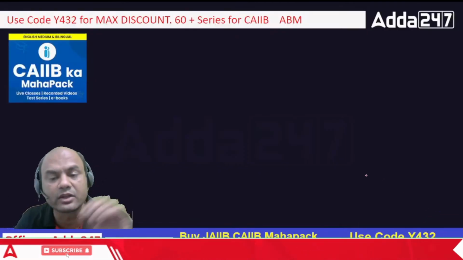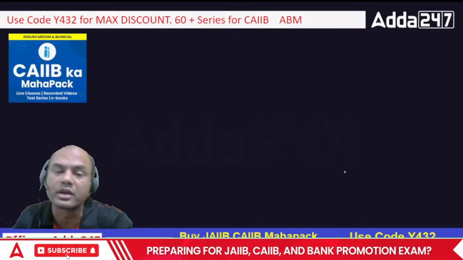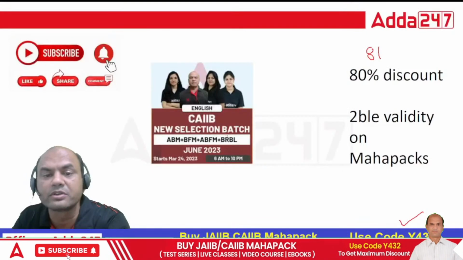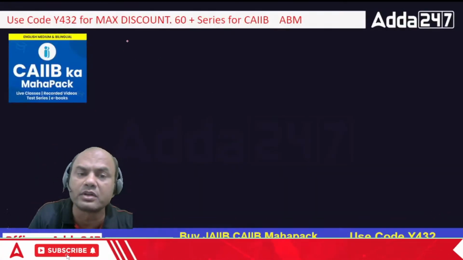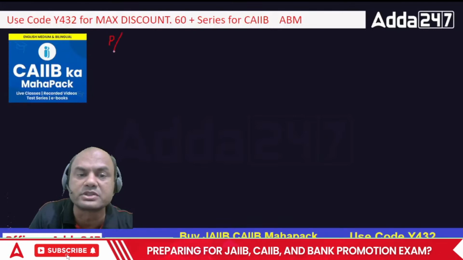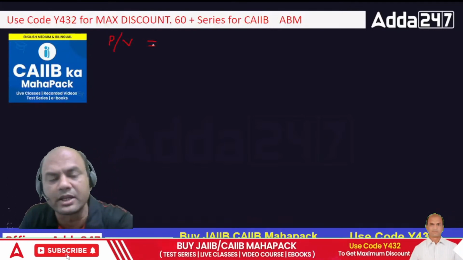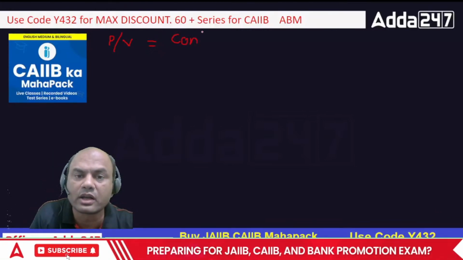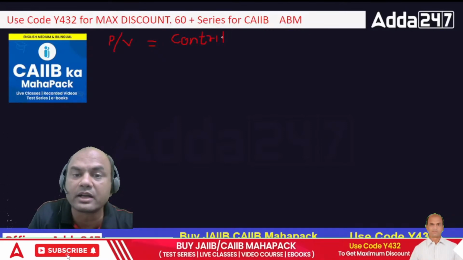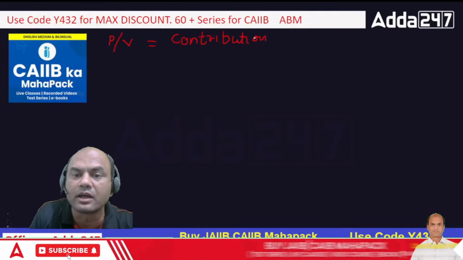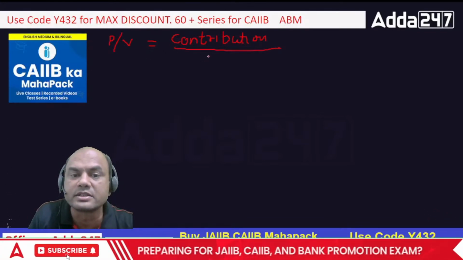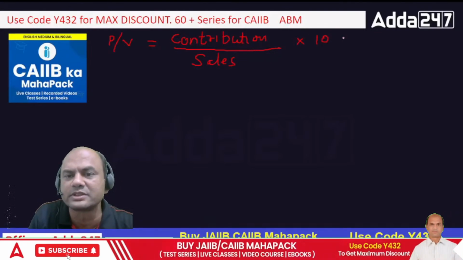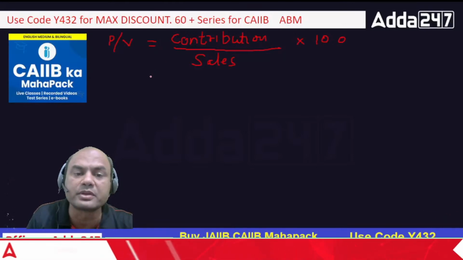Okay, so let's start the numerical. What did we require first? We required the PV ratio. What is the formula for PV ratio? Now I'll give you all these things from my side. PV ratio equals contribution upon sales, into 100. Everyone bring the pen and paper in your hand and pay attention. Here into 100 is always there because it's a percentage. So what is contribution upon sales?